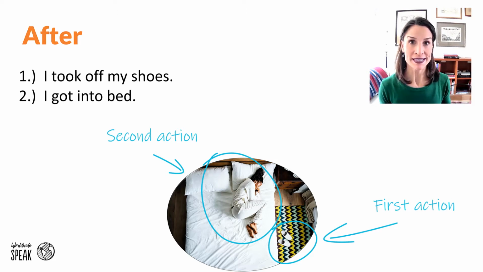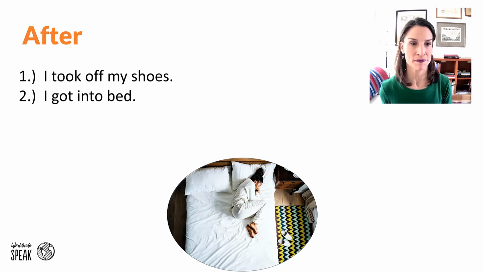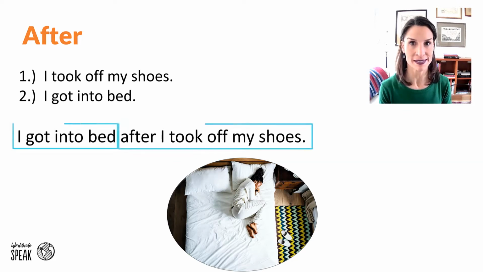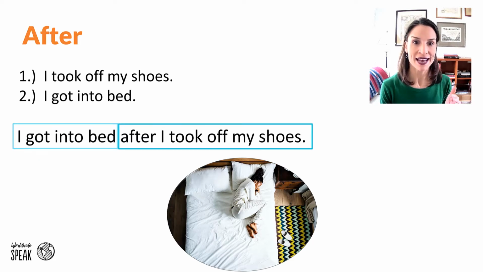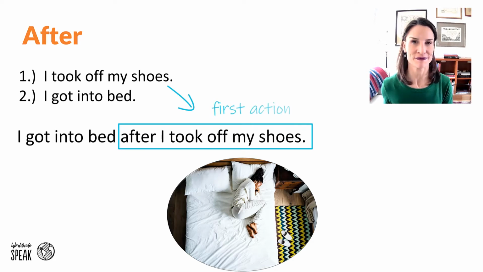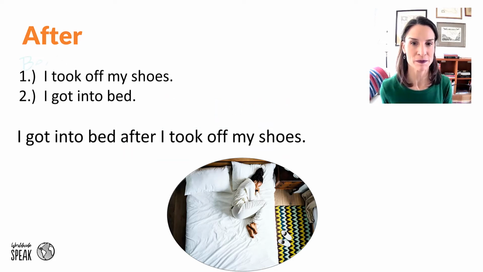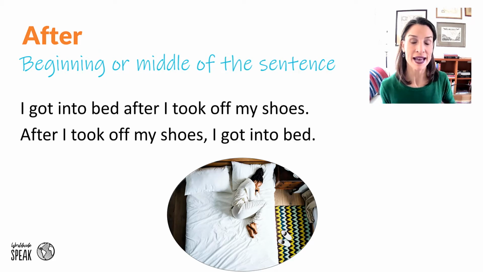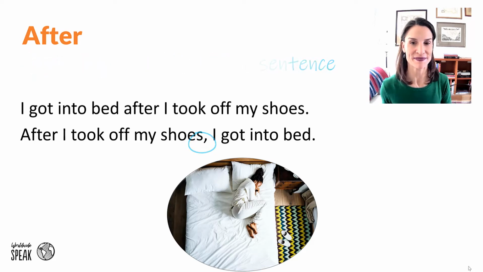So I have the 2 things, and I'm going to join them together with the word after. And I'll do it like this. I got into bed after I took off my shoes. So again, 2 parts to this sentence, 2 clauses. I'm joining them with the word after, and after is connected to the actual first action. That's where sometimes people get confused. And just like the other example, I can write it 2 ways. I can say, after I took off my shoes, comma, I got into bed.